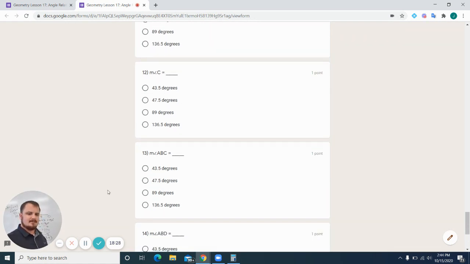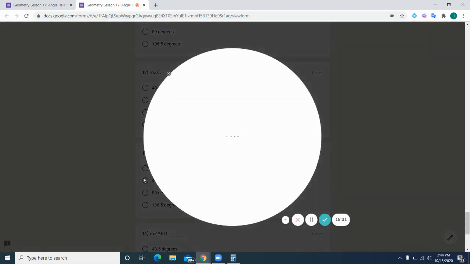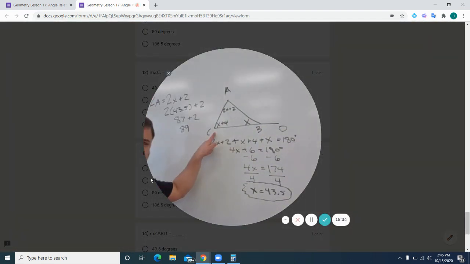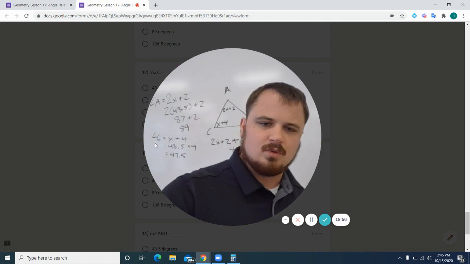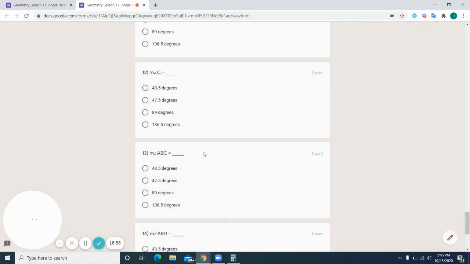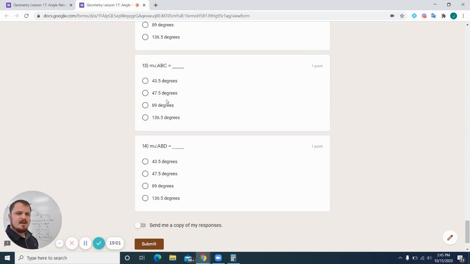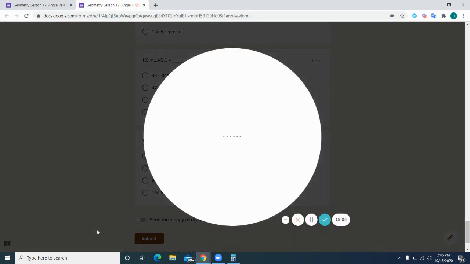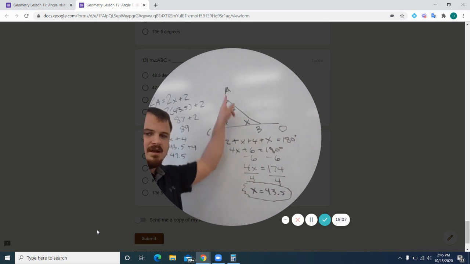Let's do angle C. Angle C is right over here. So angle C is x plus 4, and we know that x is 43.5. So we have 43.5 plus 4, and so we get 47.5. So angle C right here is 47.5. And then we do ABC, which is going to be the angle right in here.